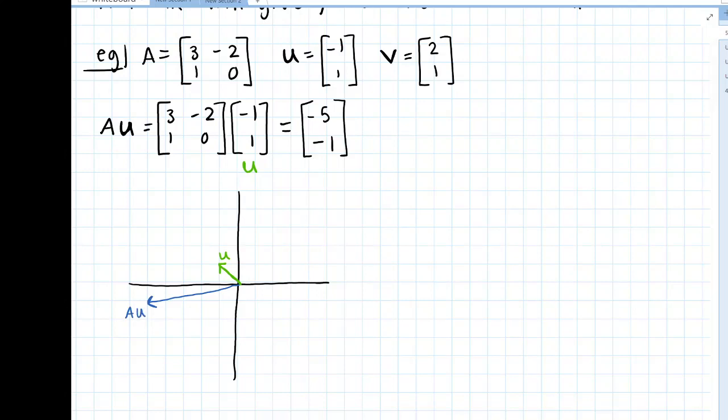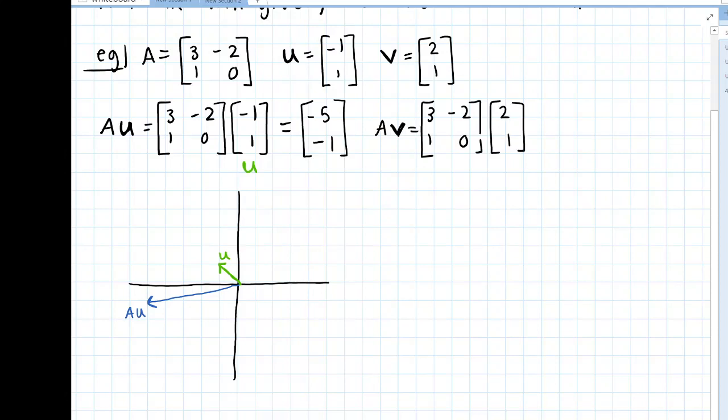Okay, so let's do another one, because once we have the second one, we can contrast what happens in the two examples. If we multiply A instead with this vector v, that's 2, 1. In this case, we get 3 times 2 is 6, minus 2 is 4. And then the second component is 2 times 1 is 2, plus 0, so we get 2.